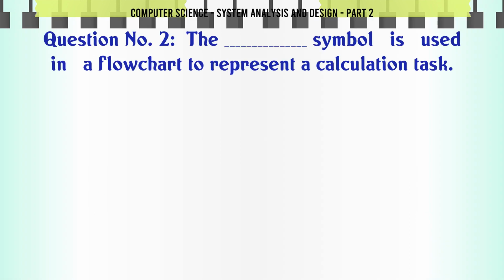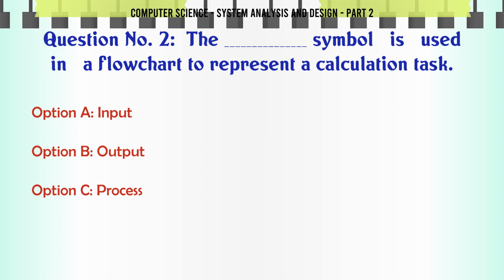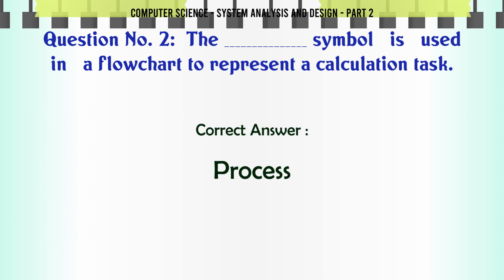The symbol is used in a flowchart to represent a calculation task. A. Input. B. Output. C. Process. D. Start. The correct answer is process.